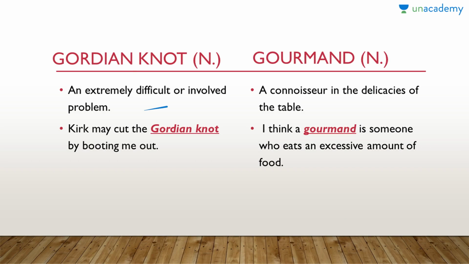Gordian knot is a noun, which means an extremely difficult or involved problem. In a sentence it'll read, Kirk may cut the Gordian knot by booting me out. Gourmand is a noun, which means a connoisseur in the delicacies of the table. In a sentence it'll read, I think a gourmand is someone who eats an excessive amount of food.